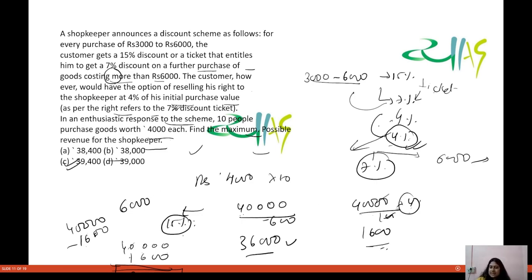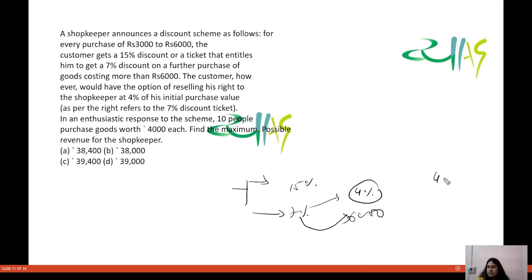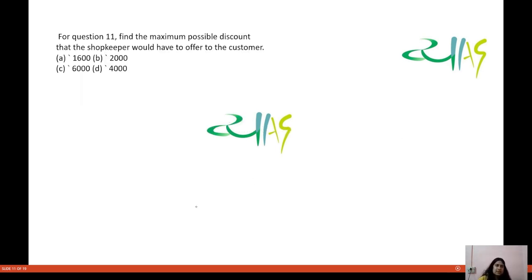So I hope everybody is clear with this. See, he's giving two kinds of discount. One is 15% discount and the other is 7% discount. But this 7% discount will be given on further purchase of 6,000. So what we are saying is everybody is reselling this for a 4% discount on the purchase of rupees 4,000. So everybody is getting a 160 rupees discount. That means 160 into 10, that is 1600 rupees discount. That means the maximum possible revenue here is 38,400 rupees. Okay, fine. I hope this is clear with everybody.